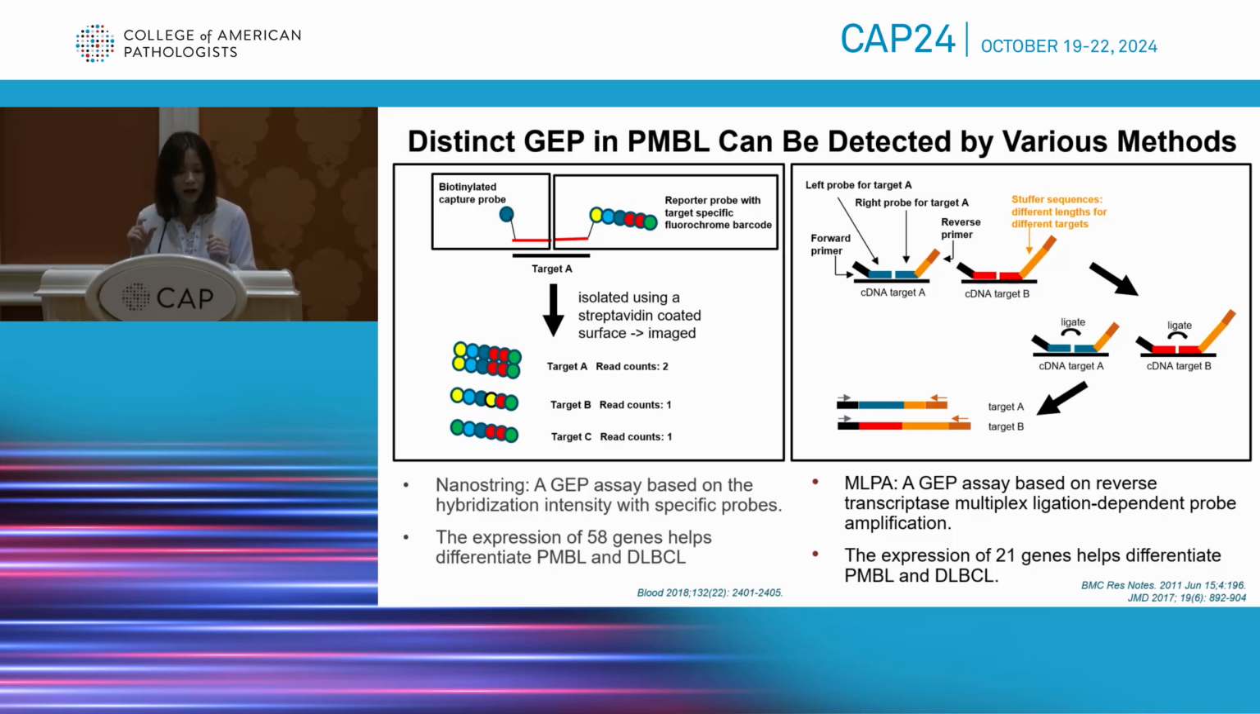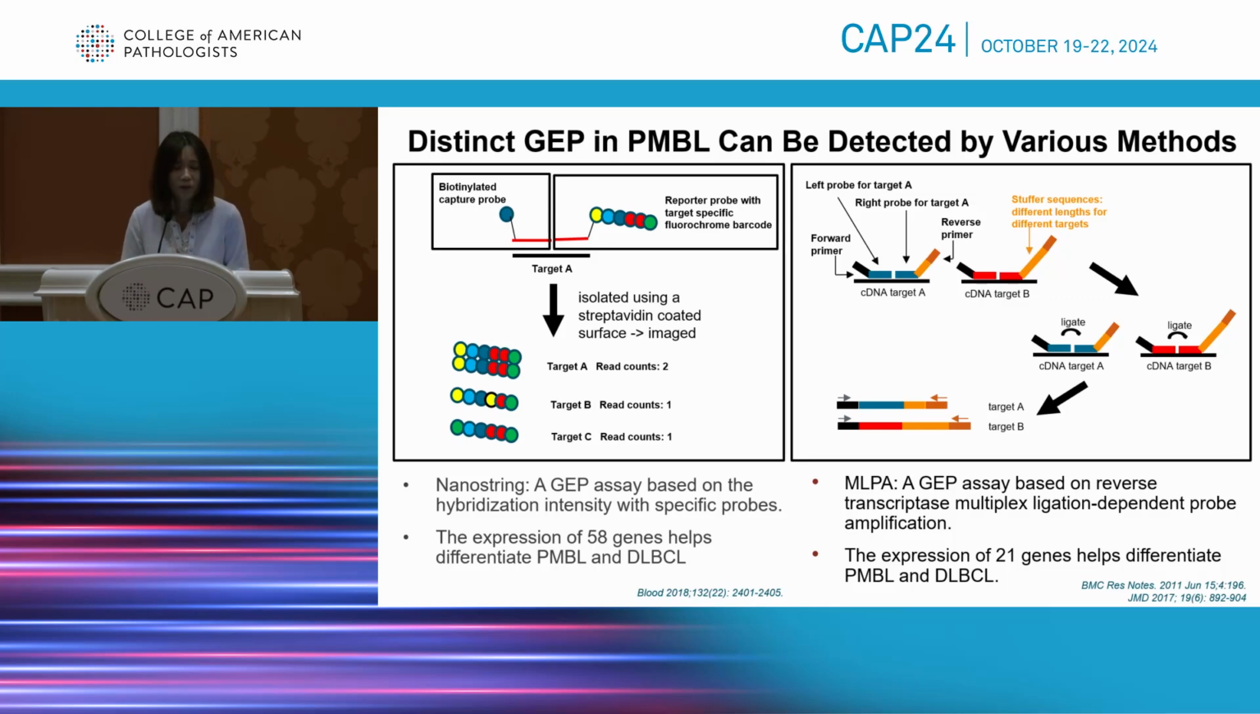But the right probe also has something called a stuffer sequence. The stuffer sequences are of different lengths, depending on the target that you are looking at. Only when the left probe sits right next to the right probe can they be ligated together. As you can see, that's the middle part of the plot. When you have different probes annealed to different targets, you generate different length DNA templates for amplification. Then when we do the PCR reaction, just by counting the products of different length, you will be able to enumerate the gene expression of different targets. So that's more or less how MLPA works.